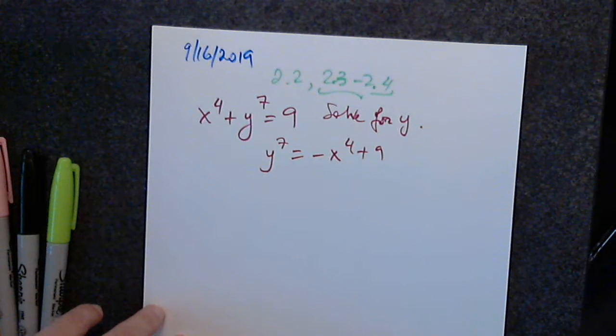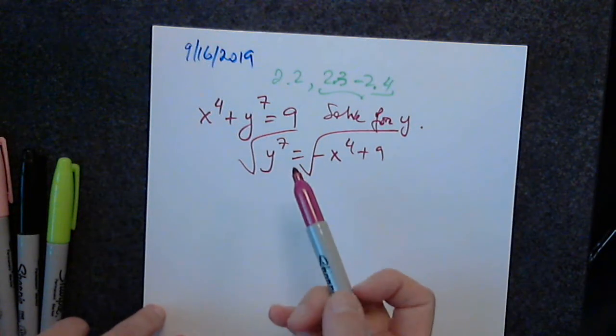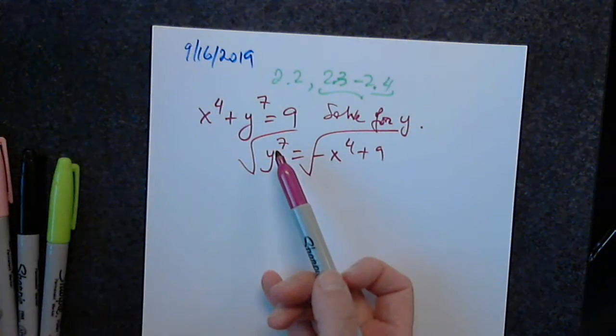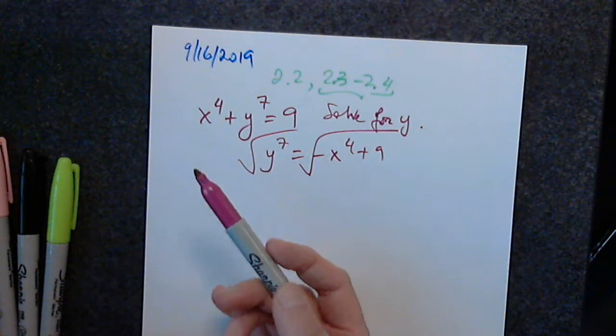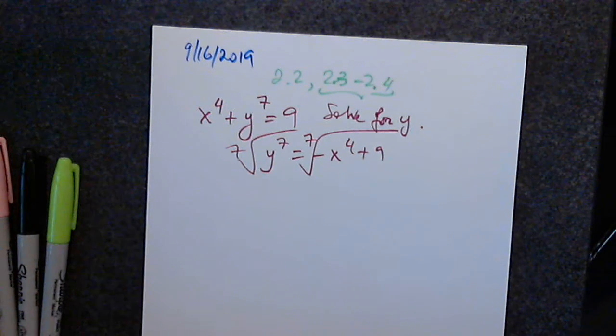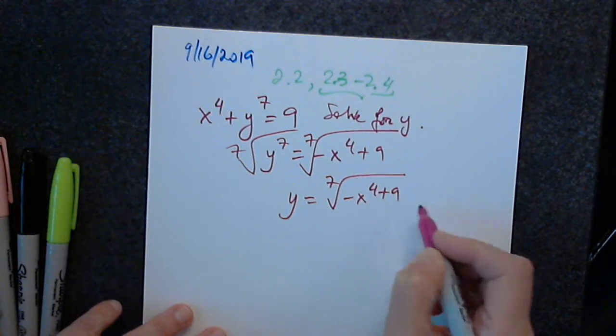Now what do we do? We have to solve for y. What is the last step? Yes, take the, it's not the square root. The square root will not work. It will not eliminate the power 7. What will eliminate power 7? The 7th root. And as we know, every odd index has only one solution. So y equals the 7th root of negative x to the 4th plus 9.